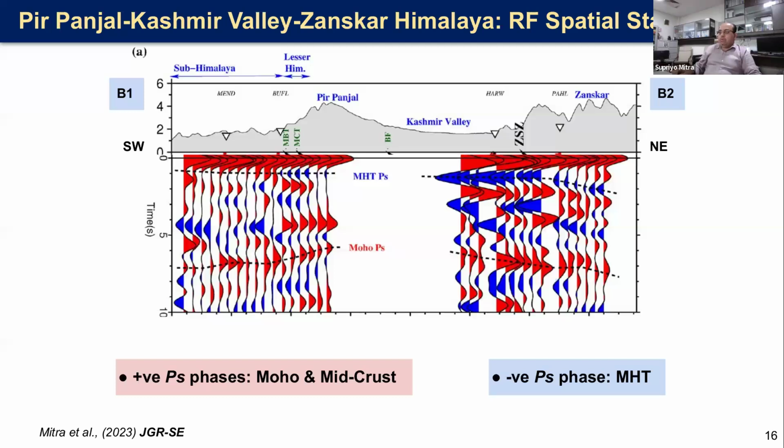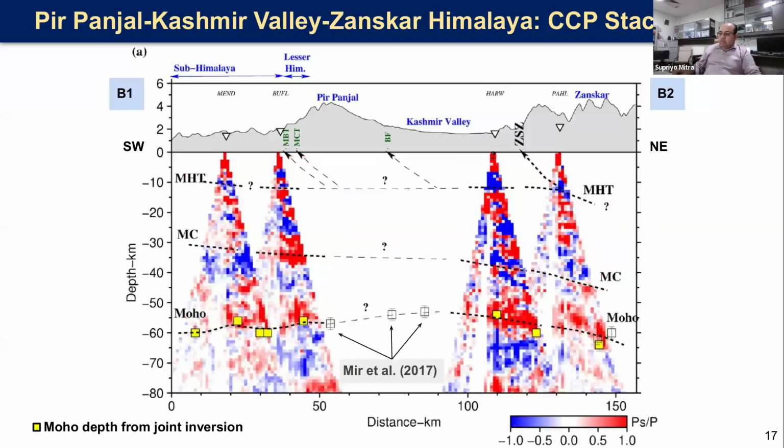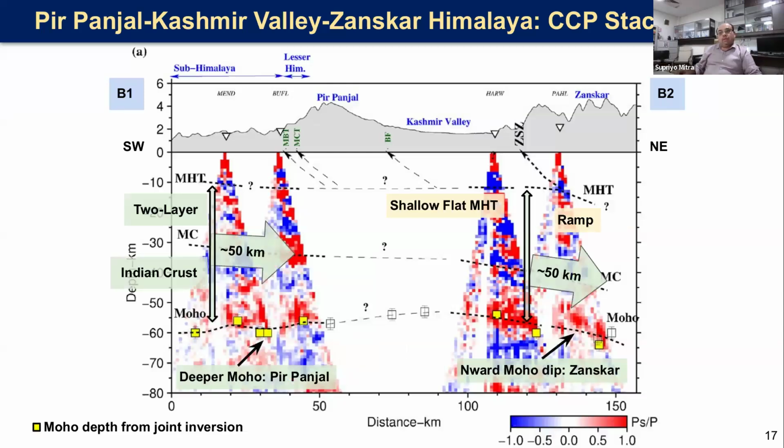However, what we did was we filled it in through the work that was done by Mir et al., by putting in the receiver function derived depths in this region and then overlay plotting it along with the CCP stack that we have. Here again, I'll highlight the key features. The crust is thicker underneath the northwestern segment, about 50 kilometers thick. It's a two-layer Indian crust, which goes underneath the Kashmir Valley and into the Zanskar Ranges. You have a deeper MOHO underneath the Pir Panjal Ranges, and there is an overall northward dip in the MOHO.